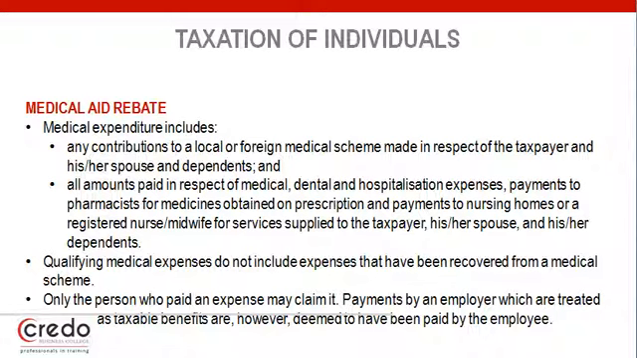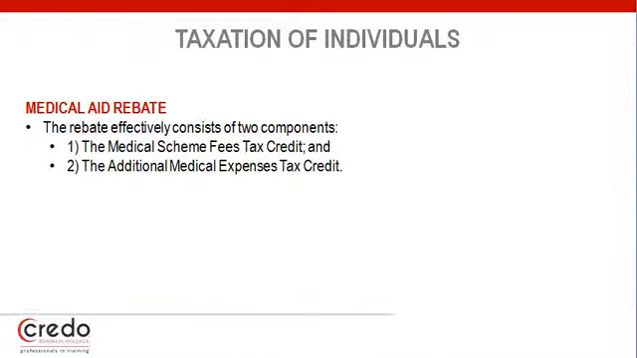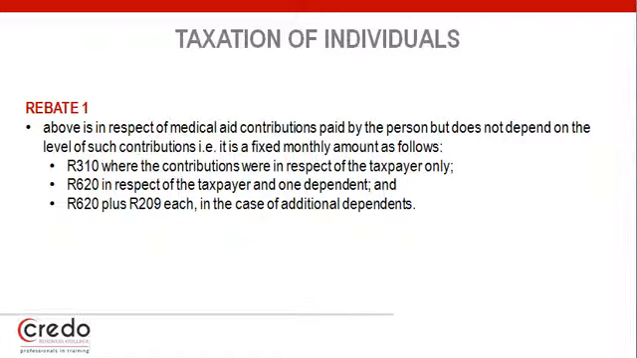Qualifying medical expenses do not include expenses that have been recovered from the medical aid scheme. Only the person who paid an expense may claim it. Payments by an employer which are treated as taxable benefits are however deemed to have been paid by the employee. The rebate consists of two parts, the first being the medical scheme fees tax credit, the second being the additional medical expenses tax credit.